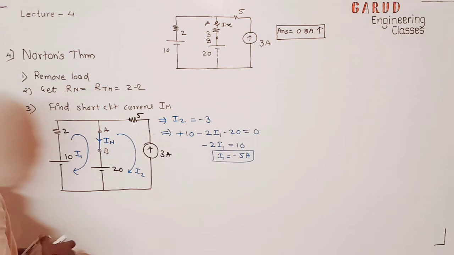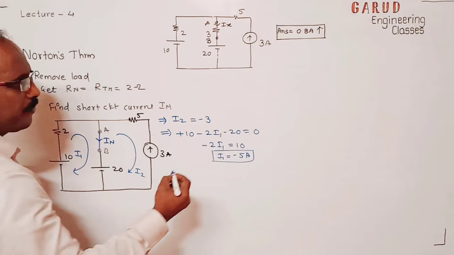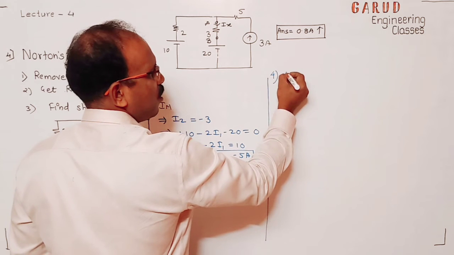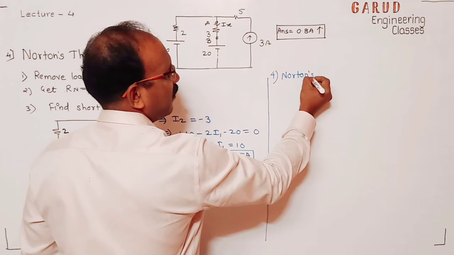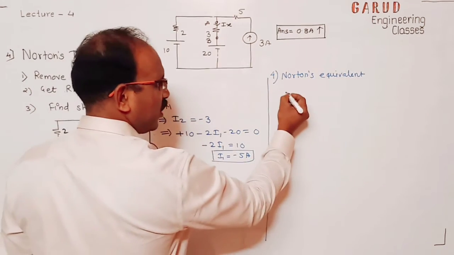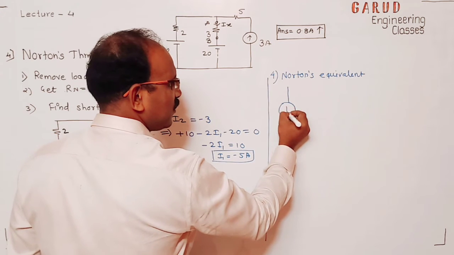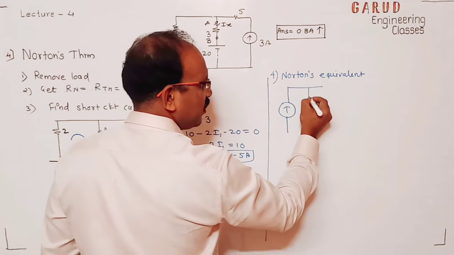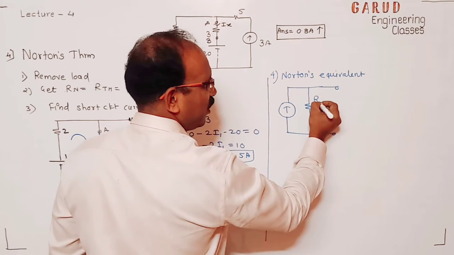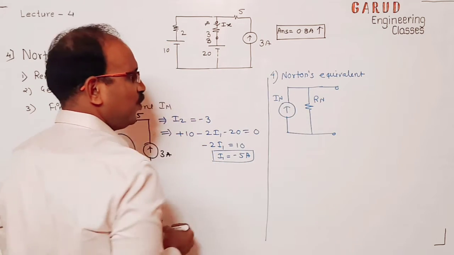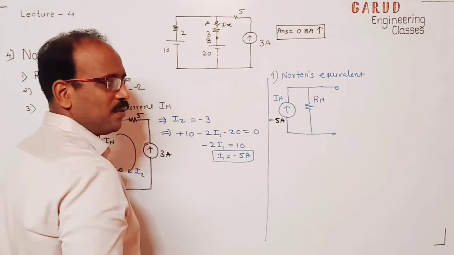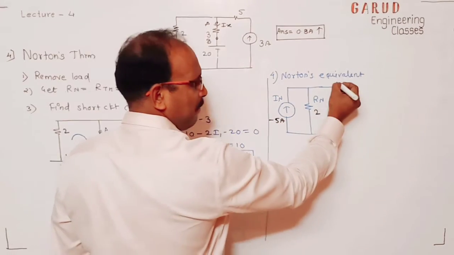Now the next step is what? Step number 4: Norton's equivalent. What is the Norton equivalent? Norton current source and Norton resistance in parallel. So you know what the Norton current source is? Minus 5 amperes. What is the Norton resistance? 2. I mark here AB.